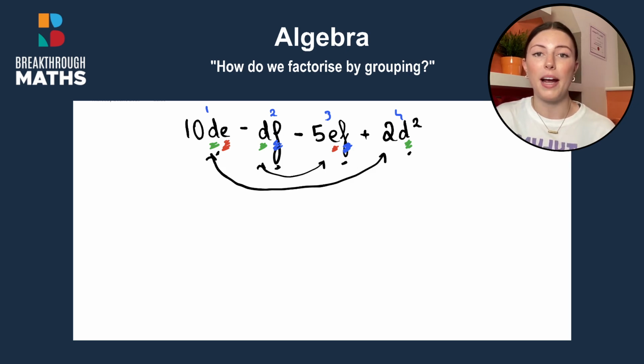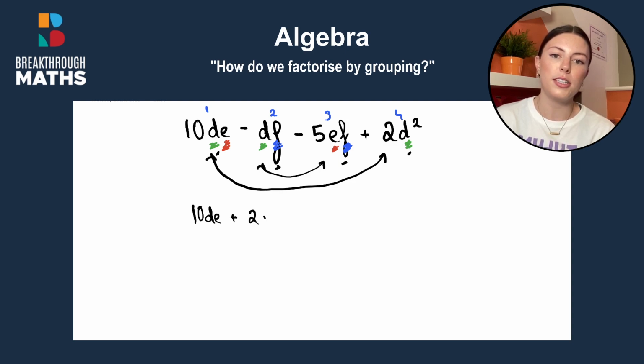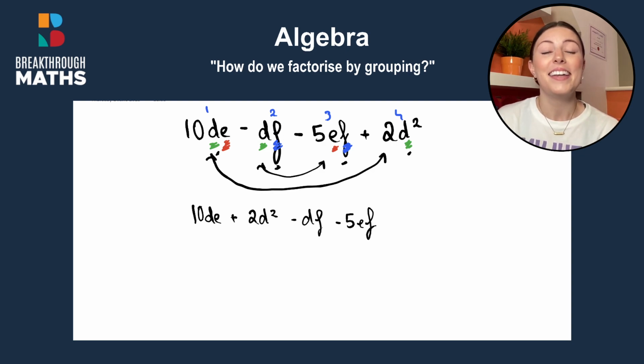So now we need to write our pairs beside each other. So we'll go with our first pair. We have 10DE plus 2D squared. And our second pair then was minus DF and minus 5EF. Okay, now we need to create an invisible boundary between the 2. I'm showing them here. You don't have to do this in the question, but if it helps, by all means do. So we have to split it in half, and we draw a boundary just where our second pair starts. So our second pair was minus DF here, so we just draw the boundary before that.